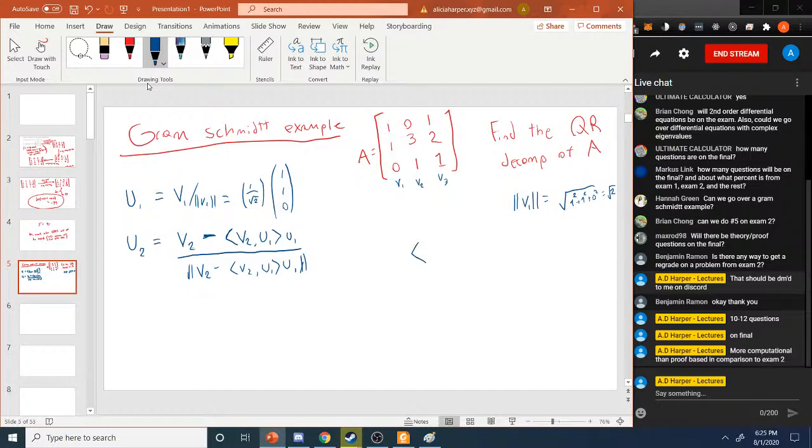So let's do the calculation of the inner product of V2 with U1. This is going to be equal to 1 over the square root of 2, and then multiplied by, let's see, 0, 3, 1, taking the inner product of this with this vector, so 1 times 0 plus 1 times 3, and then plus 0 times 1, so it just ends up being equal to 3 over the square root of 2.